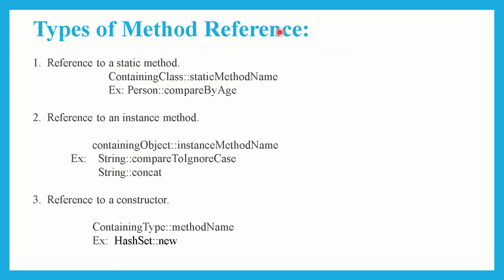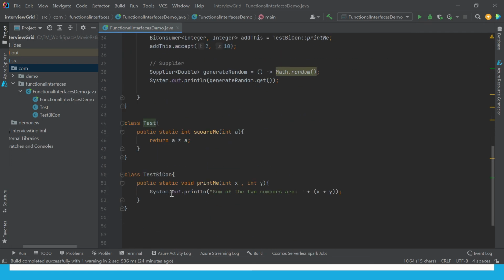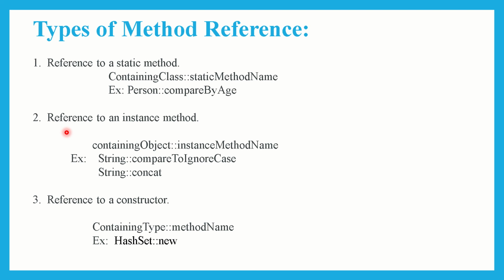So what are the types of method reference? Reference to a static method: you can refer to a static method of a class by using the class name and the method name. This is how I did it here; I declared it as static and referred to it with the class name. Reference to an instance method: similarly, if there was an instance method, you would do it this way. Then reference to a constructor: you use the class name with double colon new, and this will help you create an object through the constructor. So that is it about method reference.